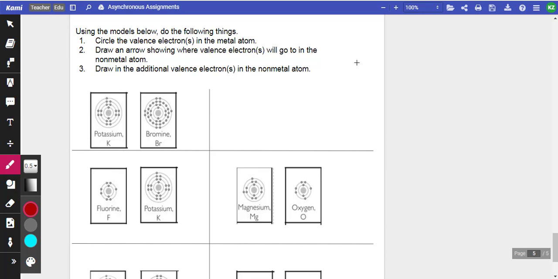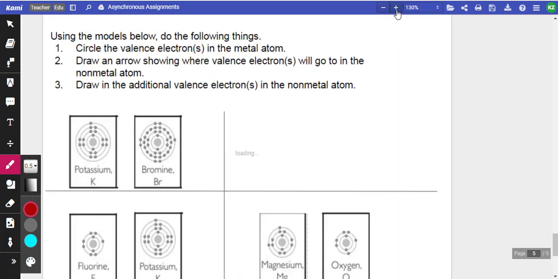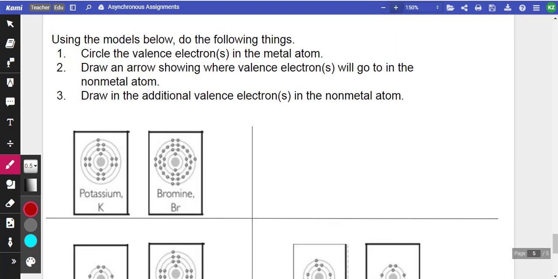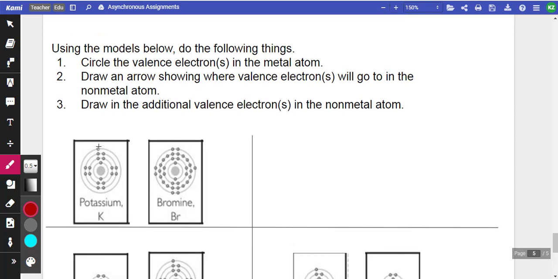that. Remember, one quick and easy way to make this easier on yourself is to zoom in. I'm going to zoom in at 150%. So what I'm going to do is I'm going to circle the valence electron for potassium, which is my metal.